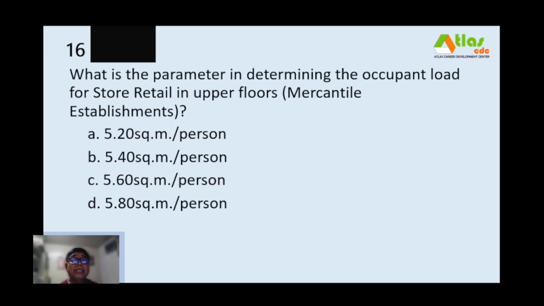Number 16. What is the parameter in determining the occupant load for store retail in upper floors, that is mercantile establishments? A. 5.2 square meters per person. B. 5.4 square meters per person. C. 5.6 square meters per person. And D. 5.80 square meters per person.